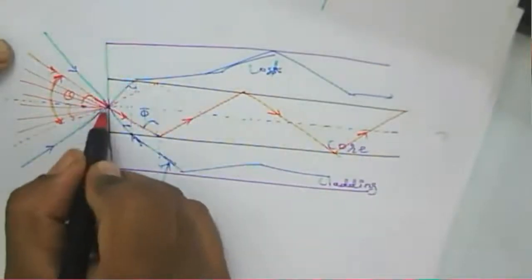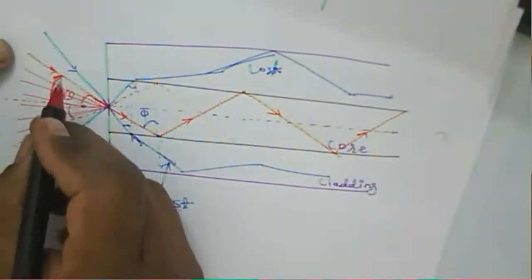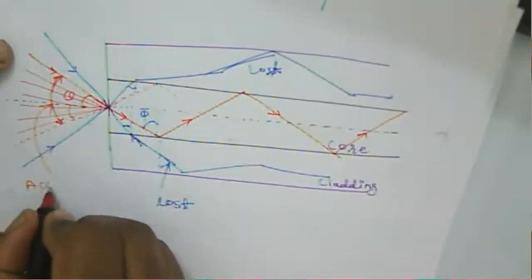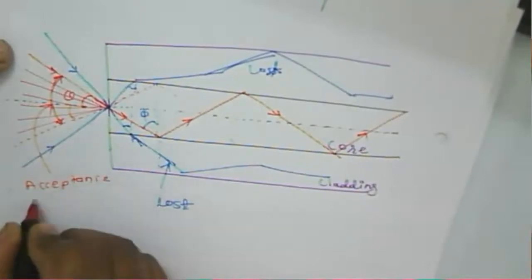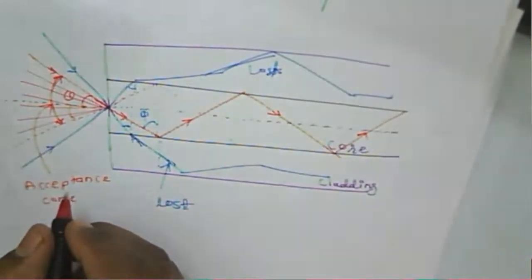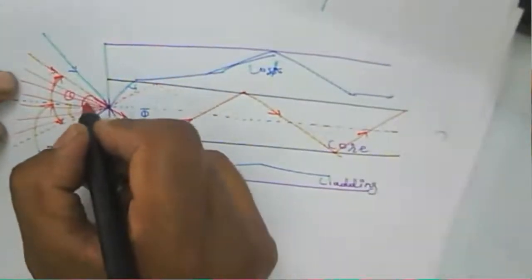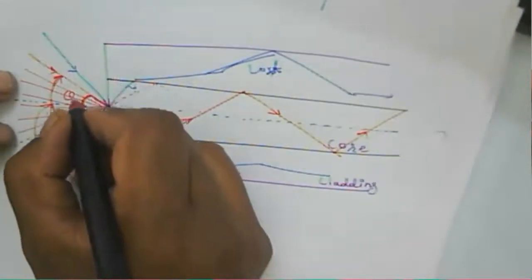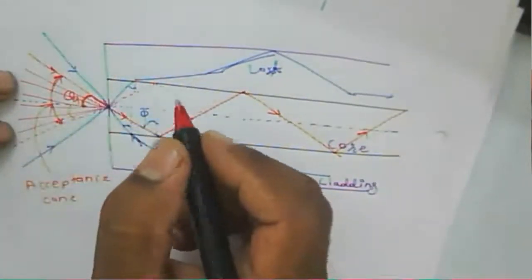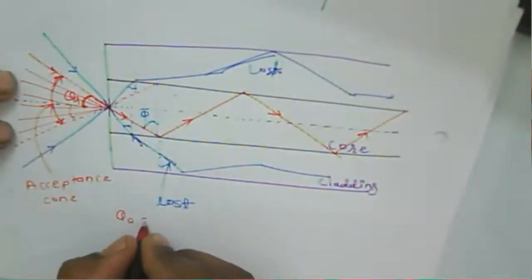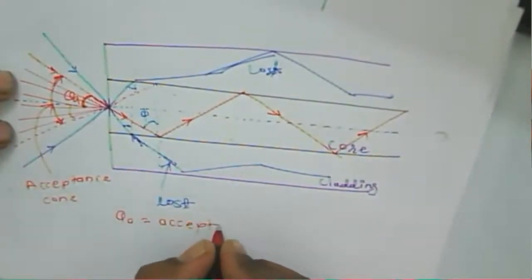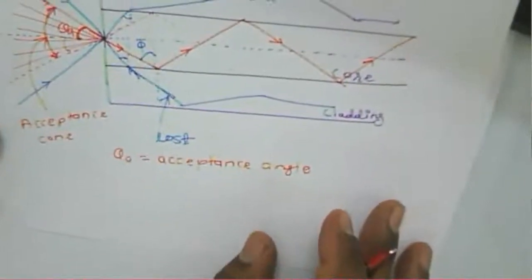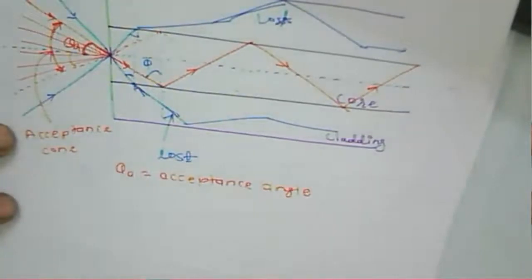So this particular angle in front of this particular fiber is called the acceptance cone. Or we can say that this particular angle, from the center axis toward this particular ray, is called the acceptance angle. So this theta A is nothing but the acceptance angle.